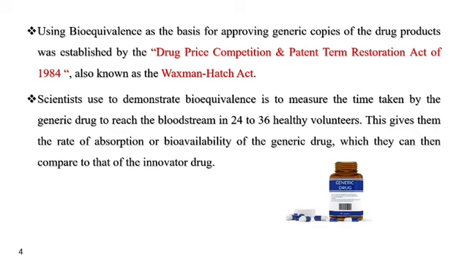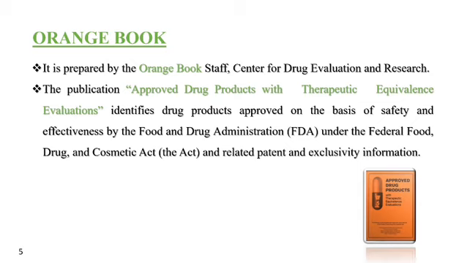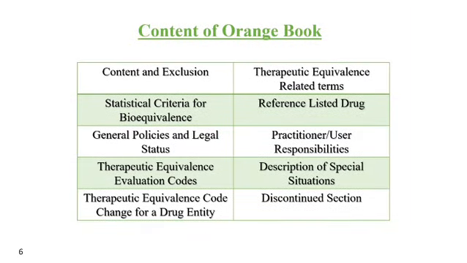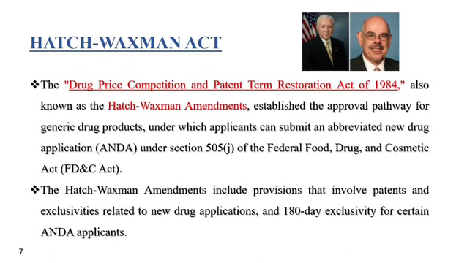The Orange Book is an FDA publication that contains information about approved drug products, therapeutic equivalence, patents, and exclusivity details. This slide shows the main sections of the Orange Book, such as therapeutic equivalence, bioequivalence criteria, reference listed drugs, and legal status information. The Hatch-Waxman Act of 1984 created the pathway for approval of generic drugs through ANDA.